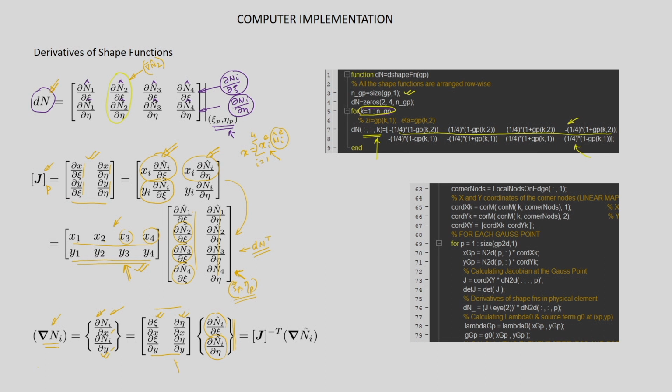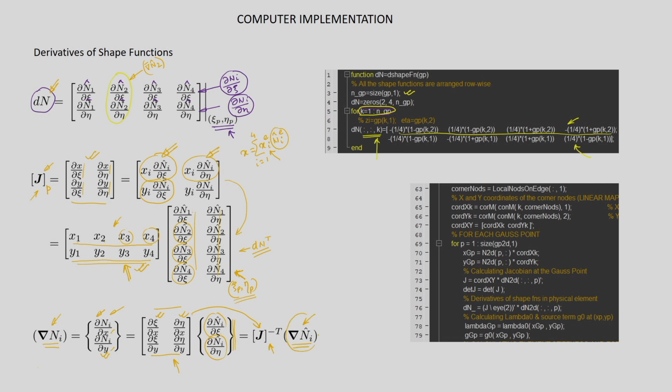Now, if I look at this closely, this is basically the transpose of the inverse of the Jacobian. So, we have denoted this matrix as J inverse transpose. J we have already calculated at a given Gauss point. So, we have to invert that and then take the transpose of that, and then we have to pre-multiply the gradient of Ni hat. That is in the master element.